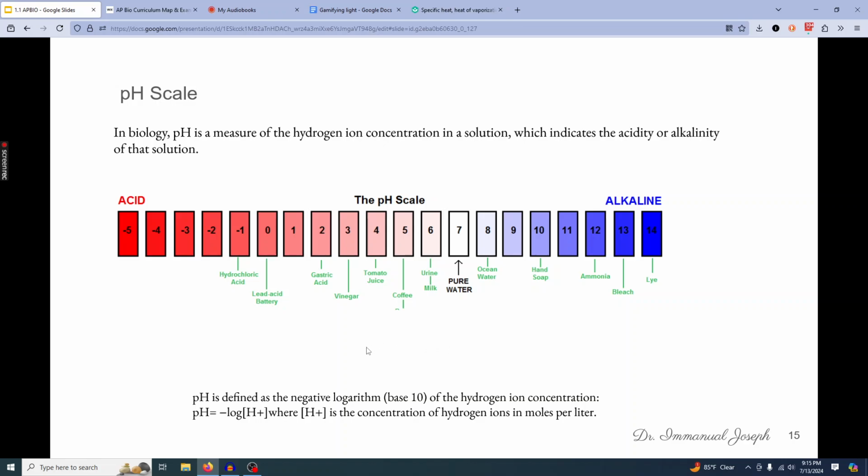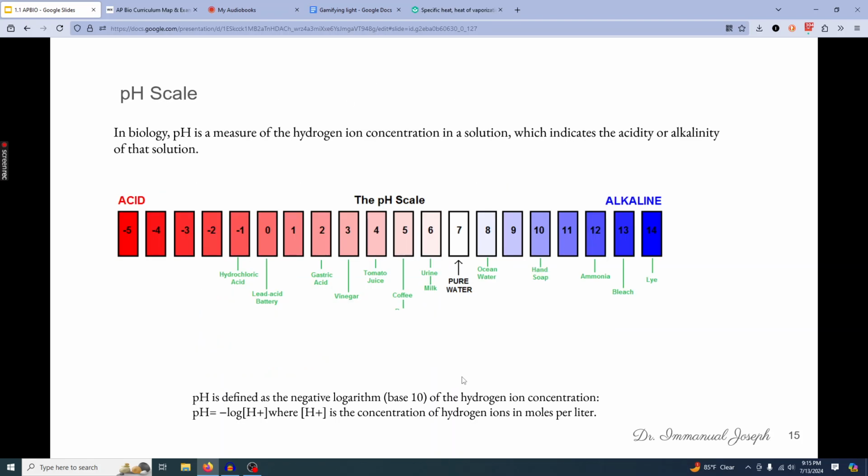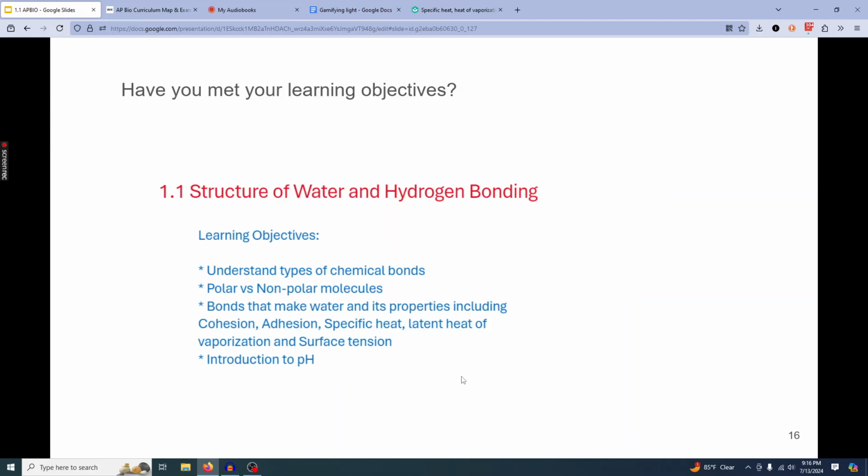So why is the pH going in the opposite direction? It's because of the formula you use to calculate it. pH is the negative logarithm of H plus, which is the hydrogen ion concentration. Anyway, we'll study this again later in a different unit.